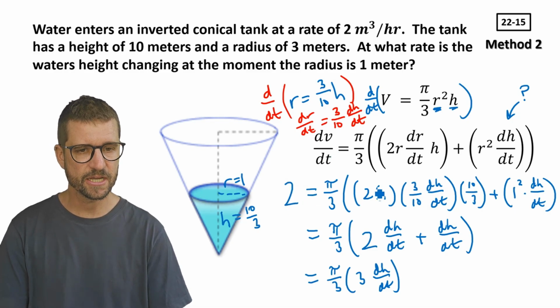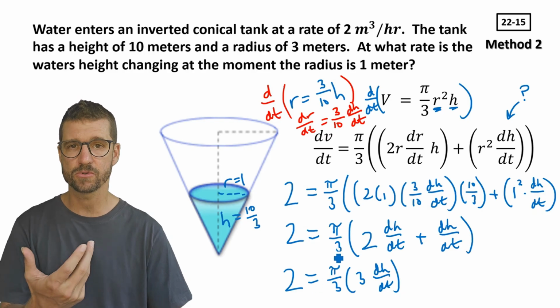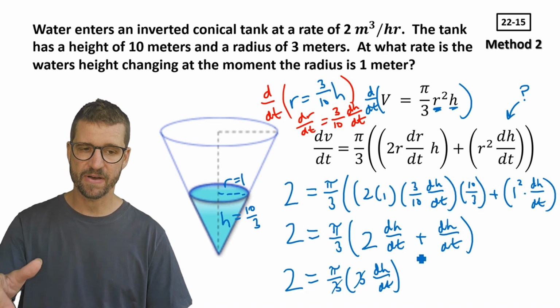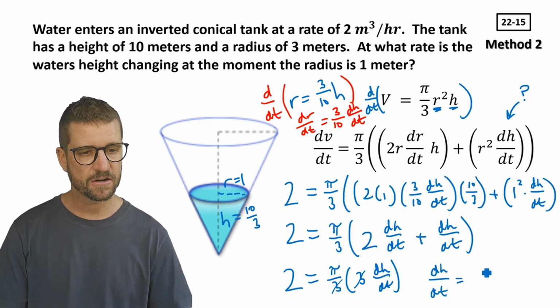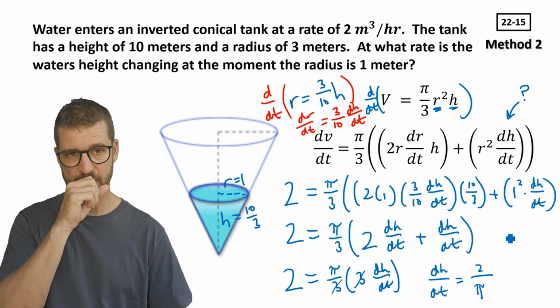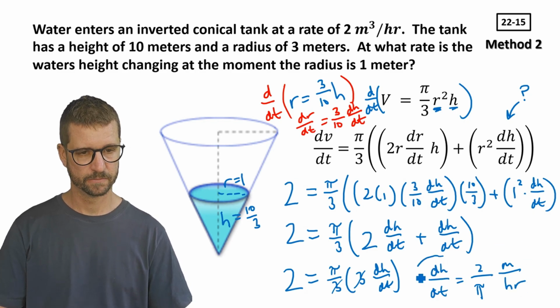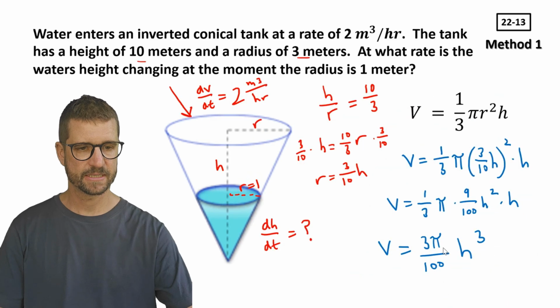So 2 equals all of that. These 3's cross out. So then to get dh/dt alone, I just divide by pi and I'm left with dh/dt equals 2 over pi. And my units are meters per hour. So 2 over pi meters per hour, that's the same thing that I got.